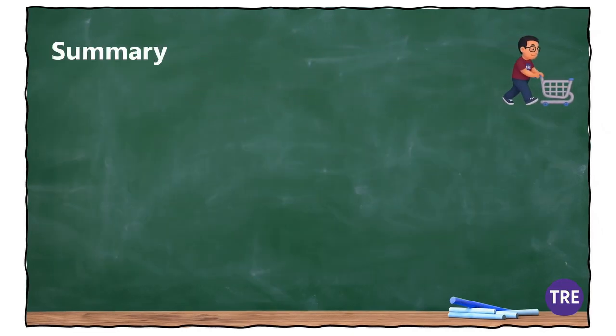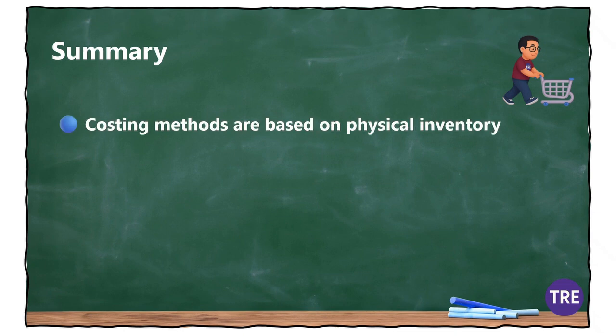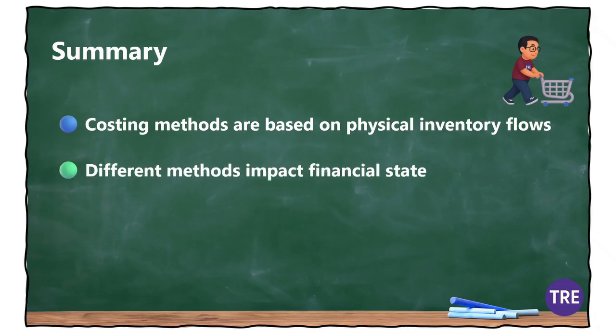Let's wrap up what we've learned from the EcoMart case. First, inventory costing methods are rooted in physical inventory flows. Each method, FIFO, LIFO, weighted average, and specific identification, reflects a different way of tracking how goods move in and out of the warehouse. Second, these methods directly affect financial statements. Even though the physical inventory stays the same, the choice of method changes cost of goods sold, ending inventory, and ultimately, net income.